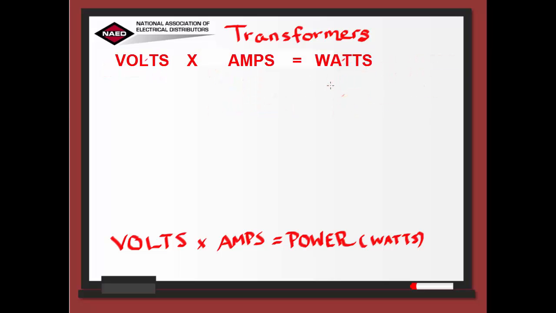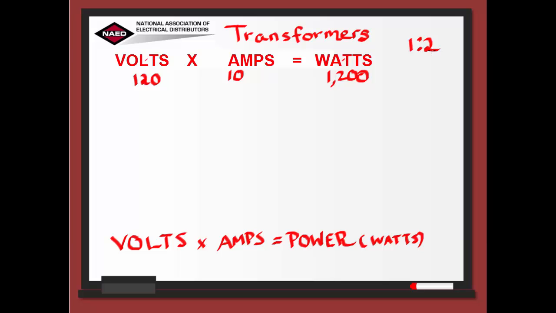Now let's put this equation to use. There's a transformer that gives off a total of 1200 watts. The primary winding gives off 120 volts and 10 amps. This is a 1-to-2 step-up transformer. What would the volts and amps be for the secondary winding?